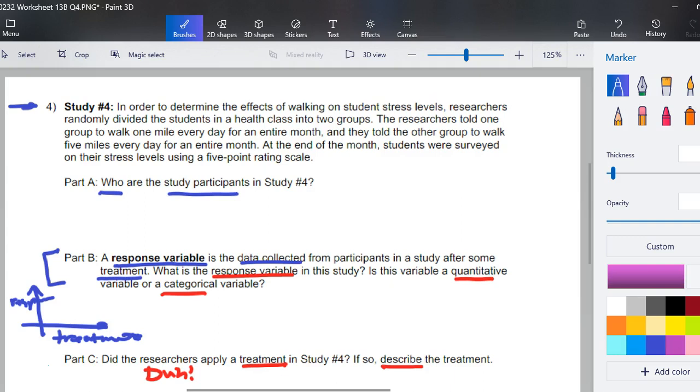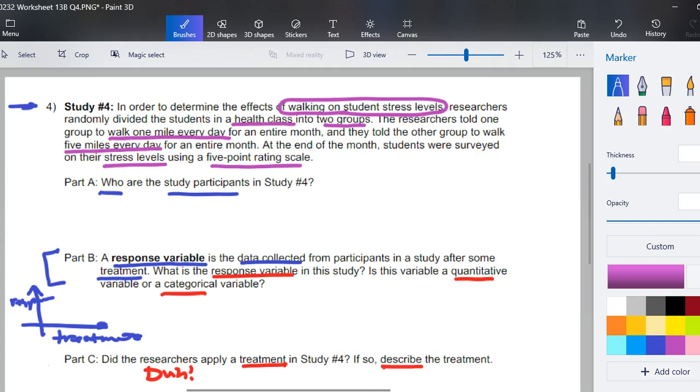In order to determine the effects of walking on student levels of stress, researchers randomly divided the students in a health class into two groups. The researchers told one group to walk 1 mile every day for an entire month, and they told the other group to walk 5 miles every day for an entire month. At the end of the month, the students were surveyed on their stress levels using a 5-point rating scale.